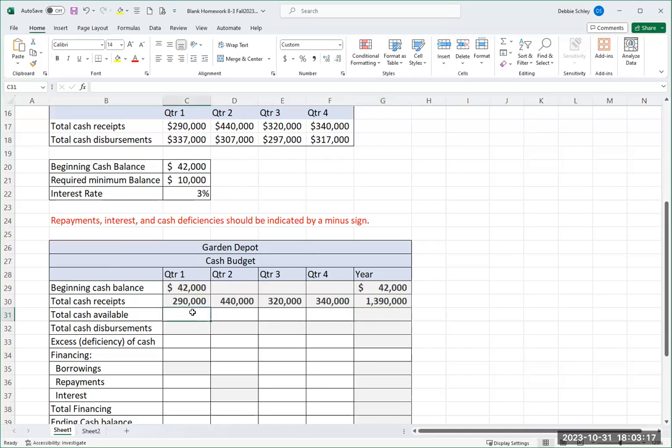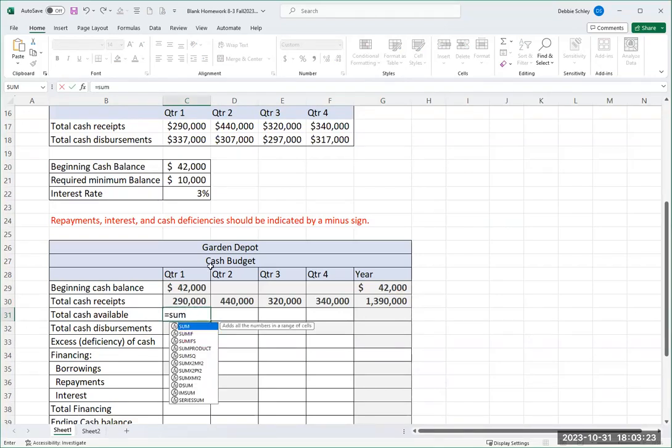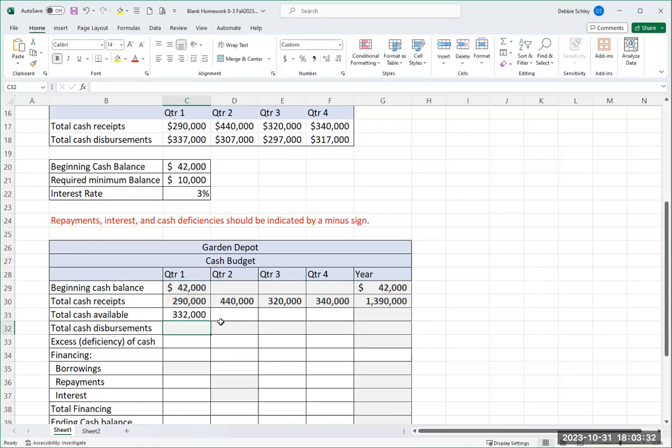Total cash available. So we just need to add those two together. This one plus this one. Okay. Now, even though I don't have the beginning cash balance yet, I'm going to drag that formula across so that I can make Excel do my work, but we'll get there eventually, I promise.